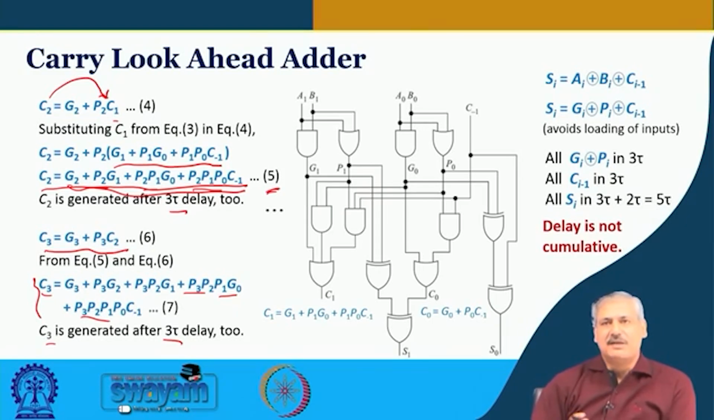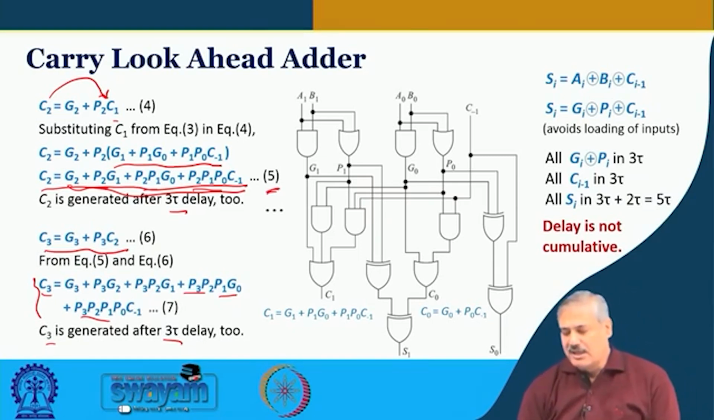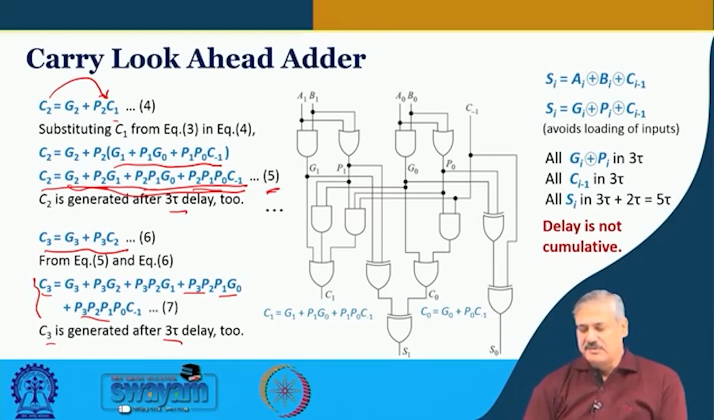We have to confine it to a certain number of bits. Okay. So, that is the way the carry is getting generated. The carry is generated after 3 tau, right. And what about the sum bit?